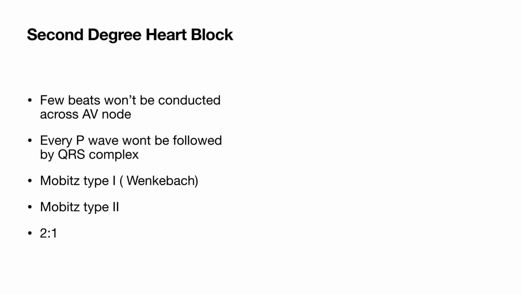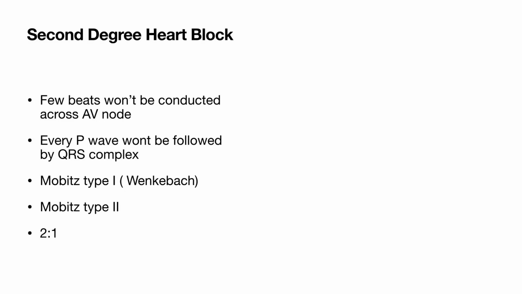Second degree heart block. Sometimes excitation completely fails to pass through the AV node or the bundle of His. When this occurs intermittently, second degree heart block is said to exist. Between first degree heart block, where the AV conduction is merely delayed, to third degree heart block, where there is no conduction at all through the AV node, we have second degree heart block, or second degree AV block, where intermittently a few beats are not conducted across the AV node. On ECG, some of the P waves will not be followed by QRS complexes.